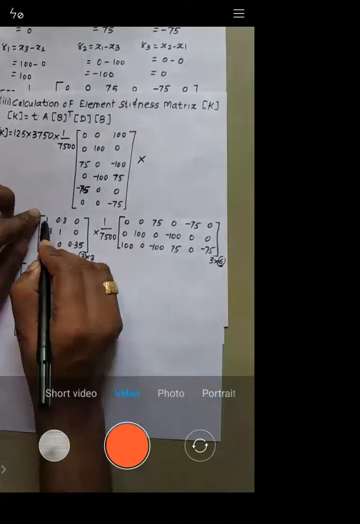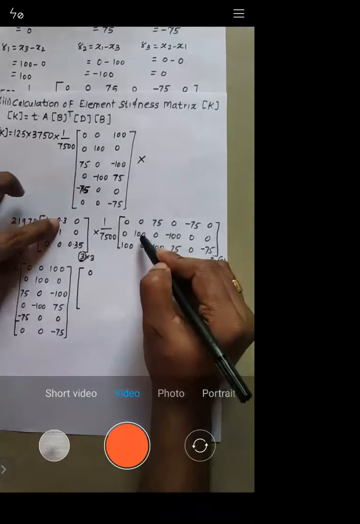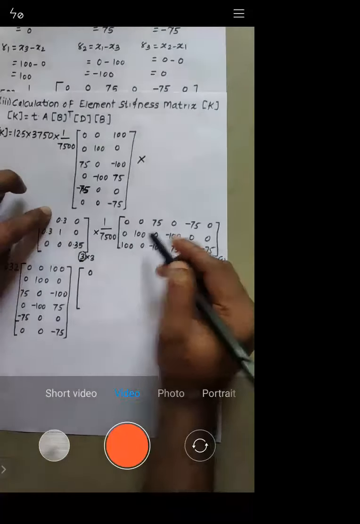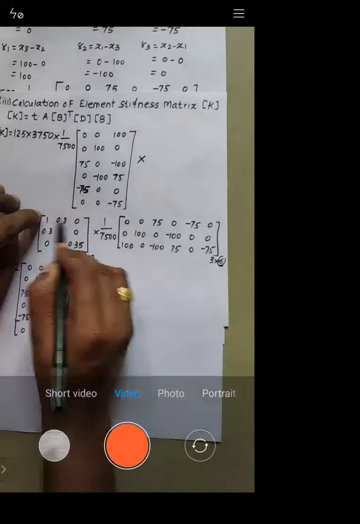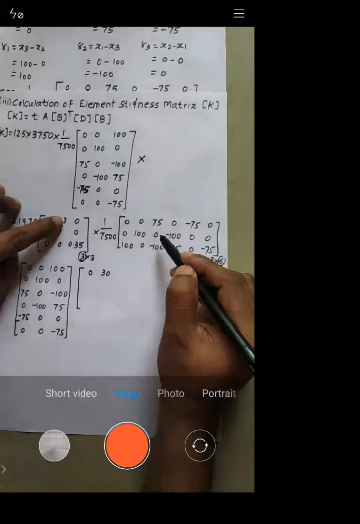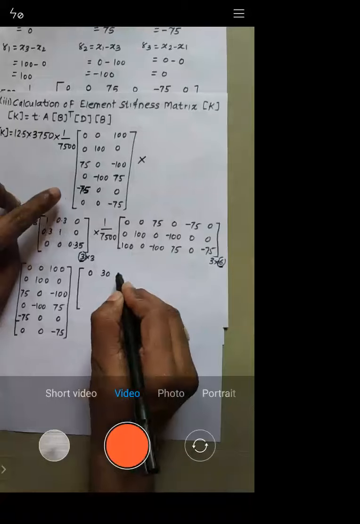Next, first row, second column, right? 1 into 0 is 0. 0.3 into 100, it becomes 30, right? And this into this, 0 into 0, is 0. So what you'll get is 30 only, right? This is 30. Next, the third column. 1 into 75 is 75. This into this is 0. This into this is again 0. So you'll get 75 here, right?